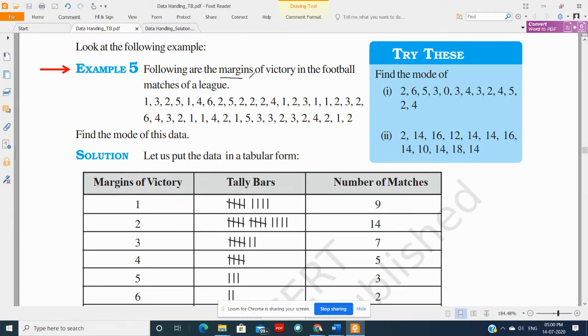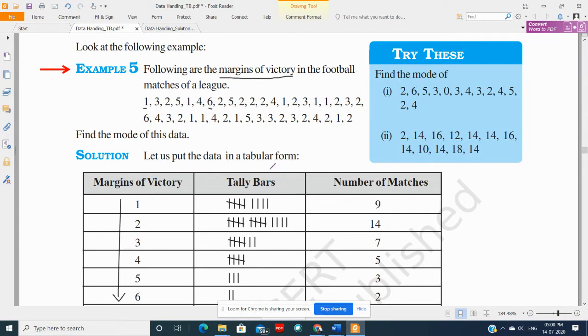This data is about margin of victory, and the lowest margin of victory is 1 and the highest margin of victory is 6. You have to carefully observe the data to find out the lowest and highest. So I will go from 1 to 6 like this, right? See, from 1 to 6. Okay. Now just start marking.